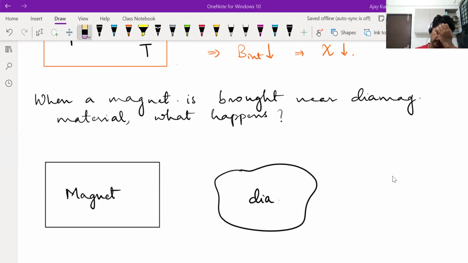I got one answer as nothing happens. Can you explain why you think nothing happens? Because there is no polarization inside the material, so there is no concept of south or north. See, as such, there is no polarization.